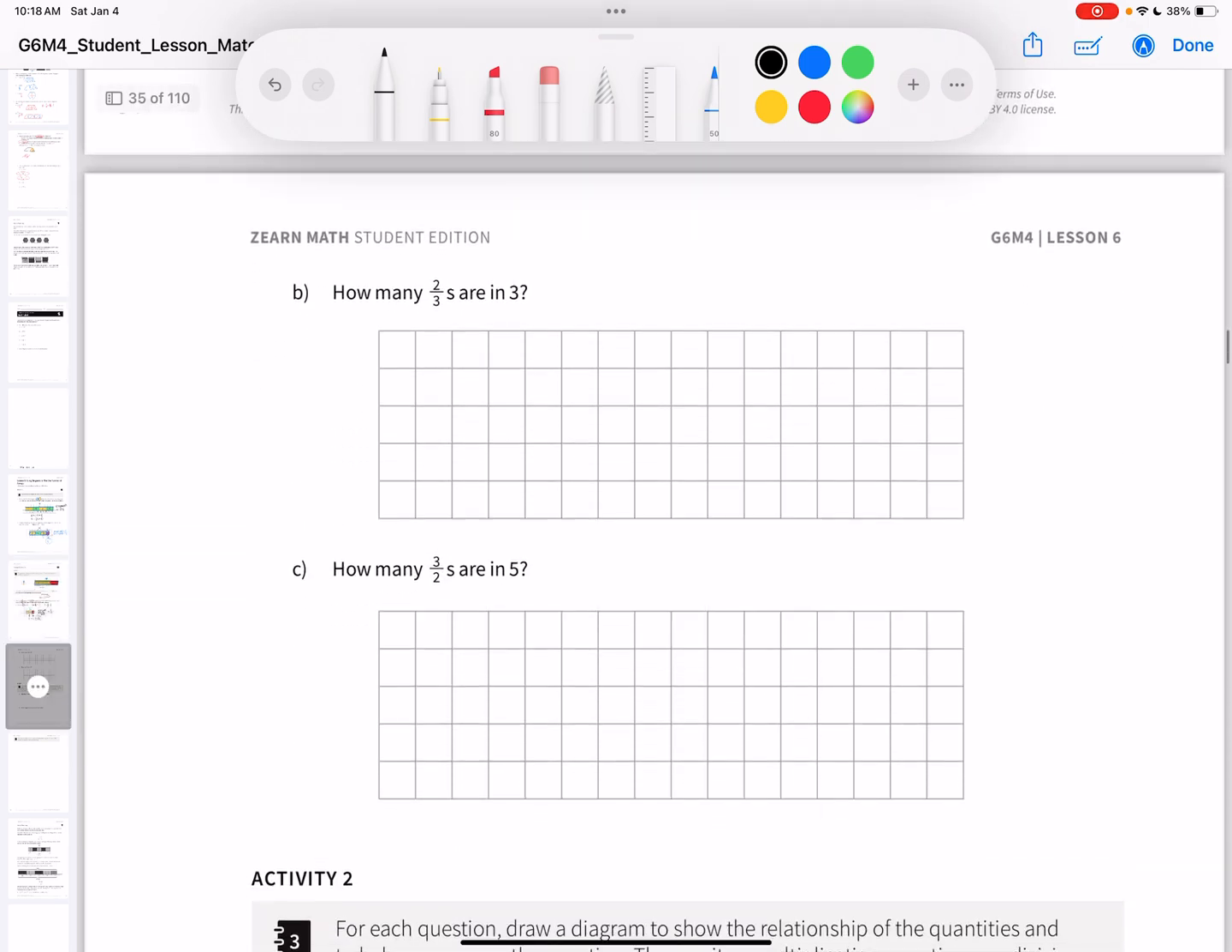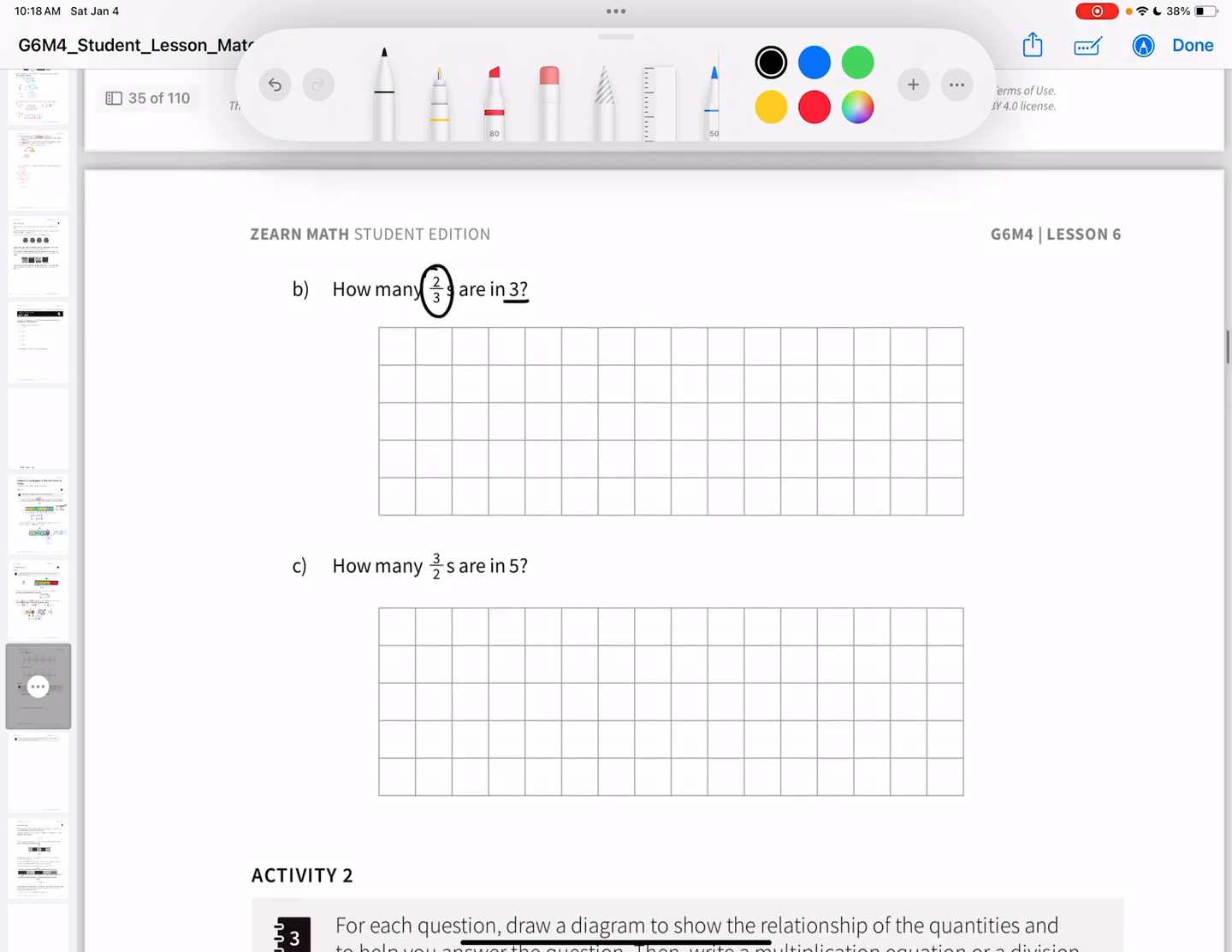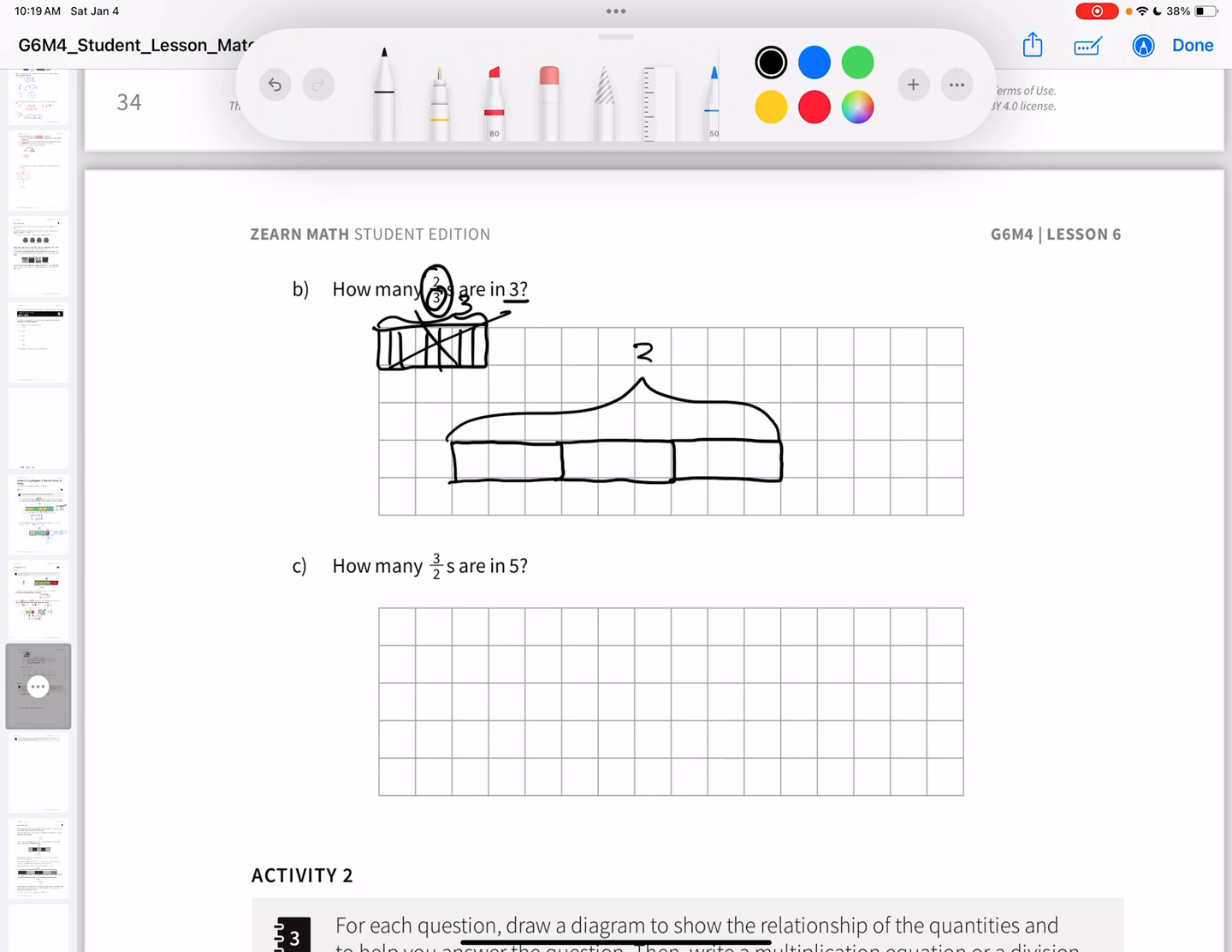All right, let's keep going. How many 2/3 are in 3? So when I go and draw my whole, I could draw it like this, 1, 2, 3, and say this is 3 wholes. But then I have to divide these up so small, it's just not worth it. So instead, I am going to look and say, oh, my denominator is 3. So my 1 whole is going to be 3 boxes. It's just easier that way. So here we go. 1, 2, 3, there's 1. 1, 2, 3, there's 2. 1, 2, 3, there's 3. All right, so this is my whole of 3.